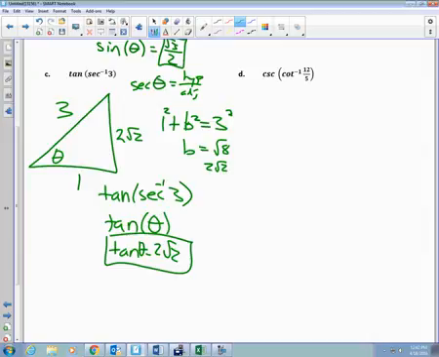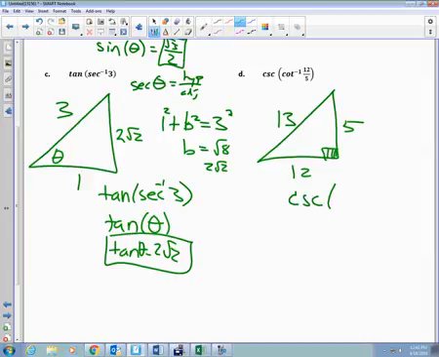And the last one, cotangent. Adjacent, 12, opposite, 5. Pythagorean theorem. What do you got? 13. Boom. Cosecant of cotangent inverse, or arc cotangent, of 12 over 5 is going to give me cosecant of theta. What is cosecant in terms of opposite, adjacent, hypotenuse? Hypotenuse over opposite, so I get 13 over 5.